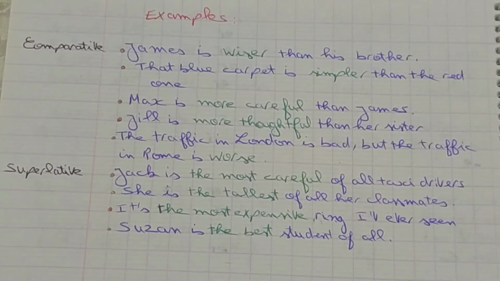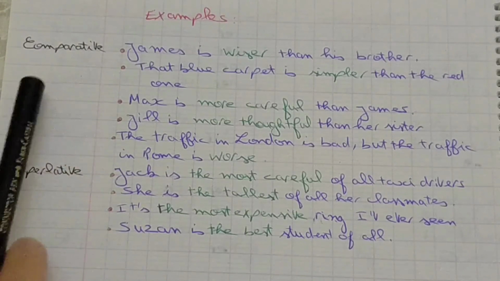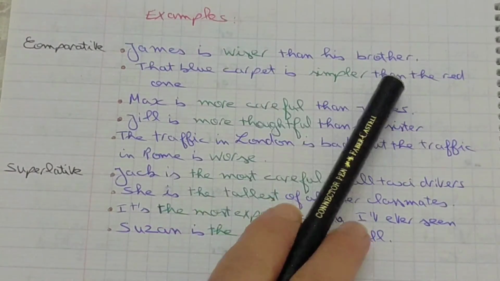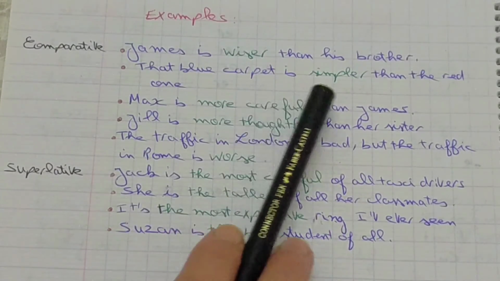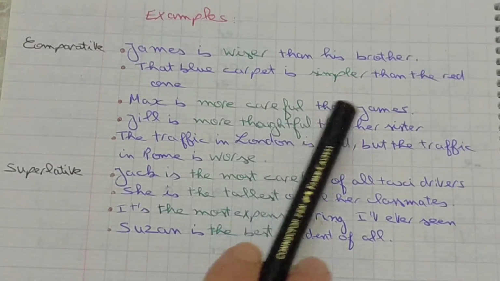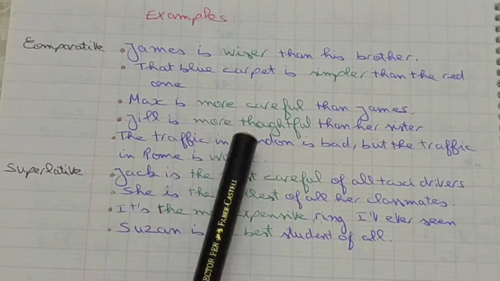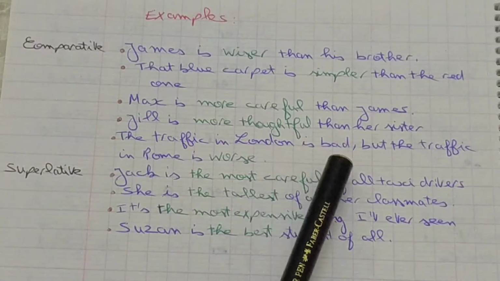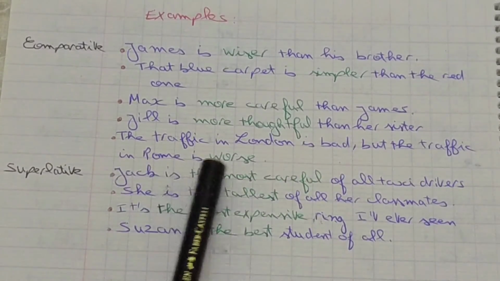Now, just to practice what we have seen in the lesson, let me give you some examples using both comparative and superlative adjectives. So let's begin with comparative adjectives. James is wiser than his brother. That blue carpet is simpler than the red one. Max is more careful than James. Jill is more thoughtful than her sister. The traffic in London is bad, but the traffic in Rome is worse.